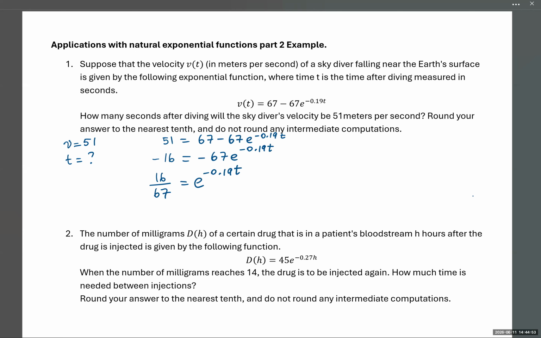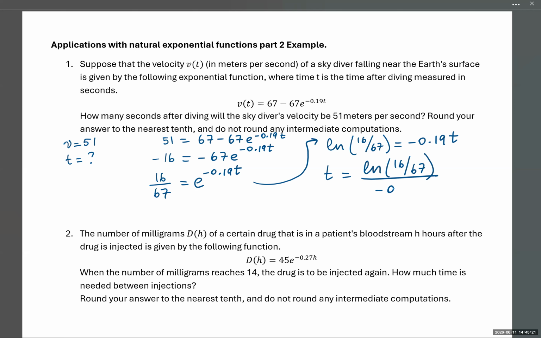Decimals are approximate. Now we're ready to actually convert this equation into a logarithmic equation to get t out of the exponent. So base is e, so this is a natural log, ln of 16 divided by 67, and it equals negative 0.19t. In order to get t, we just have to divide by the number in front of the t. Now putting this into a calculator and rounding to the nearest tenth, we get 7.5 seconds.